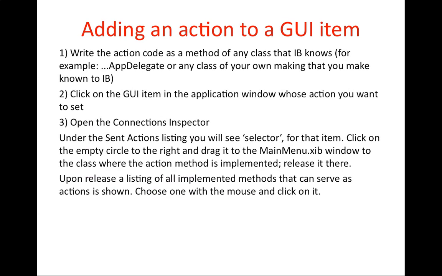So you can add the action here as we've seen before. You write the action code as a method of any of the classes the IB knows about. For example, the app delegate. For this particular example, in that particular class, it's the one that's making the IB known because we have it specified. So going back to the concept of the .h and the .m, we're going to specify the component, basically give it a label in the .h, and then in the .m we're going to actually give it the action, because the action is the implementation.